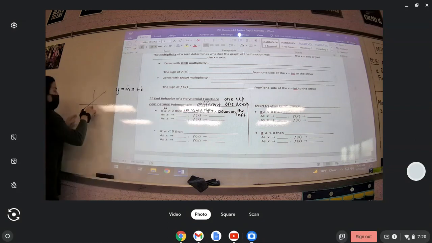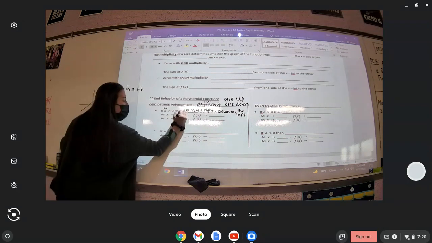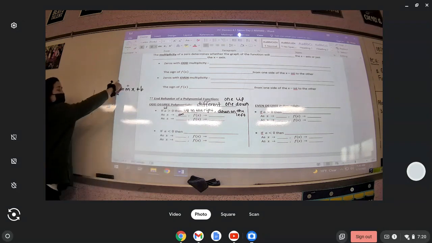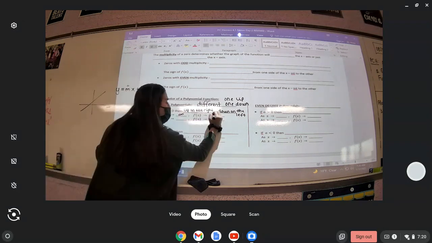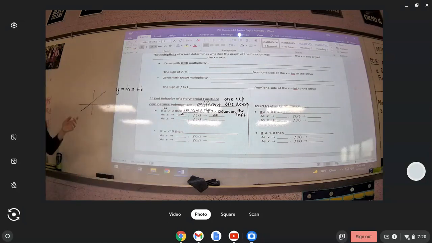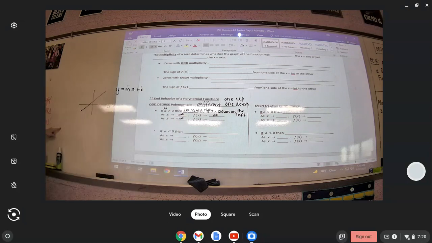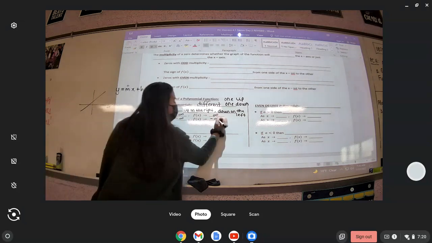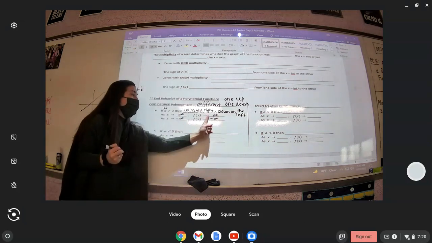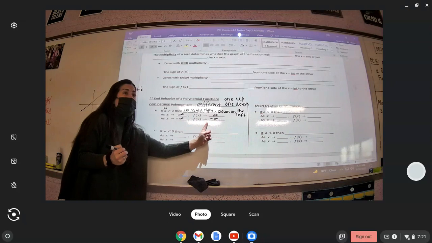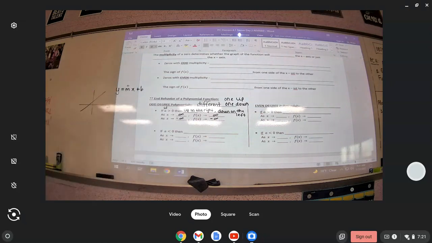As x goes to positive infinity, as x gets bigger and bigger and bigger, what is that y coordinate going to go to? Infinity. F of x will go to infinity. And then as x goes to negative infinity and gets really, really small and really negative, then what will f of x go to on that end of the graph? Negative infinity. And guys, that is that different end behavior. One y value goes to infinity, the other y value goes to negative infinity.